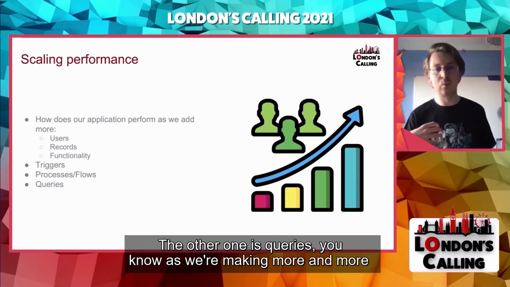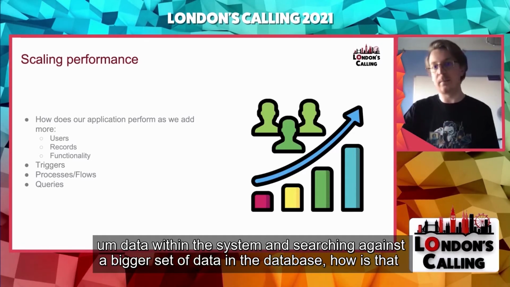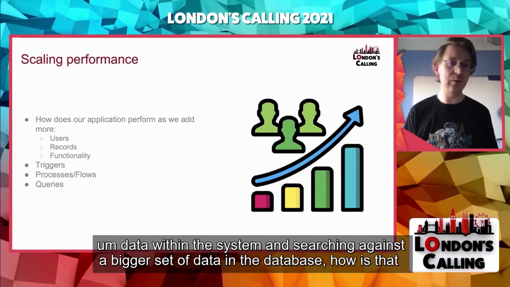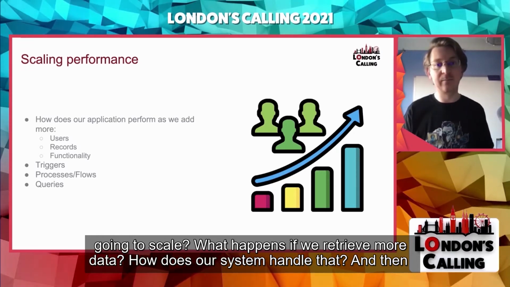As we're making more and more data within the system and searching against a bigger set of data in the database, how is that going to scale? What happens if we retrieve more data? How does our system handle that?